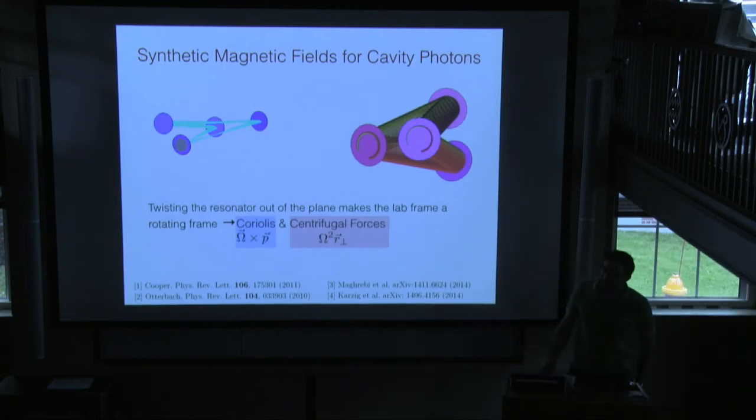Well, you learned this in high school, probably. Middle school for the Russians. And it adds what are normally fictitious forces. In our case, they're real forces. It adds a Coriolis force and a centrifugal force. Well, we can compensate this centrifugal force with just mirror curvature. And this Coriolis force, omega cross P, looks an awful lot like V cross B, right? And so the statement is, this is really going to give us Landau levels for light when we cancel out this centrifugal force, okay?